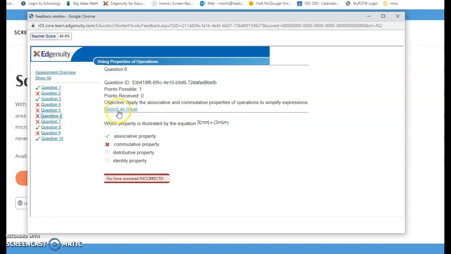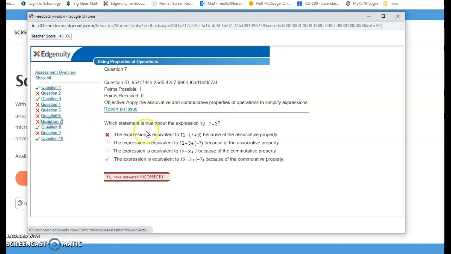Here, so what property is associated by this? So now we're actually changing what's in the parentheses. In this problem, M and M are in the parentheses. In this problem, 3 and M are in the parentheses. So they both have an M, but we swapped out a 3 for an N here. Since we changed what's in the parentheses, that would be associative property.